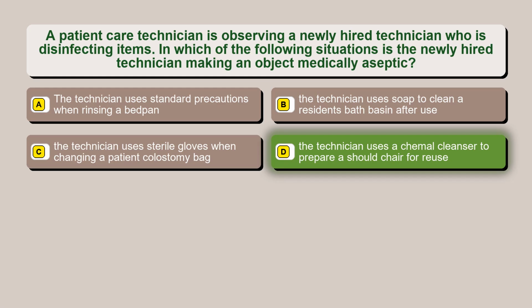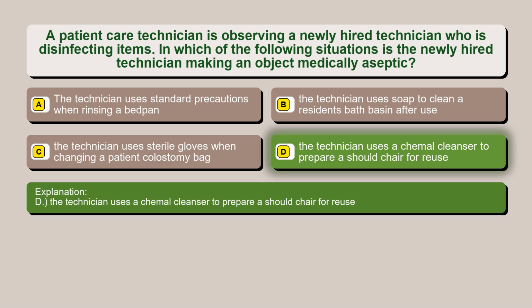The correct answer is option D. The technician uses a chemical cleanser to prepare a shower chair for reuse. D. The technician uses a chemical cleanser to prepare a shower chair for reuse.